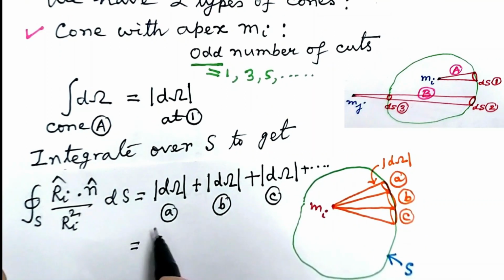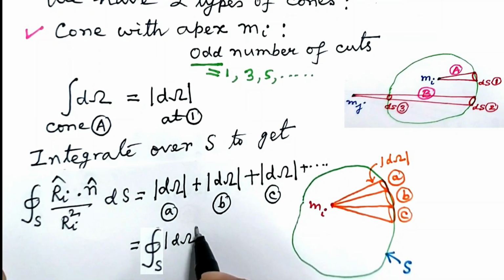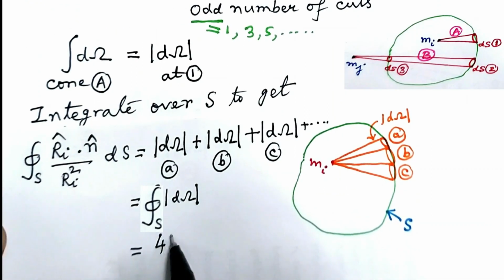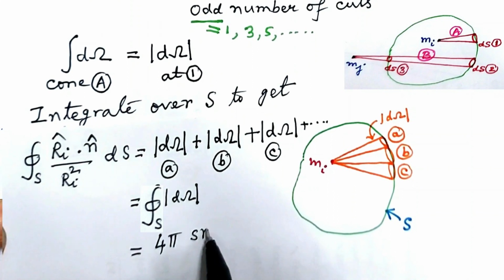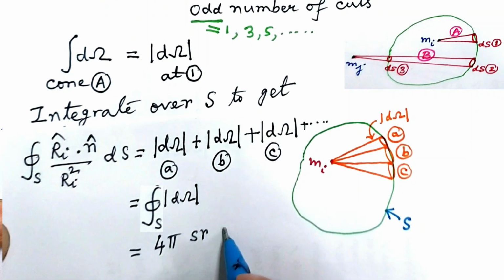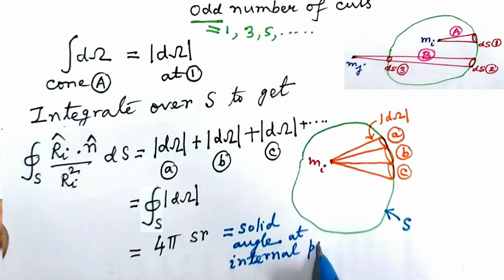So it is actually a closed integration over all the elemental solid angles mod d omega. In other words, it is the total solid angle subtended by the closed surface at an internal point mi, and its value is 4 pi. We did it in lecture 3 of this series entitled Solid Angle. The unit is steradian. Clearly we have got 4 pi steradian as the contribution made by the internally located point mass mi. It is the solid angle at an internal point.